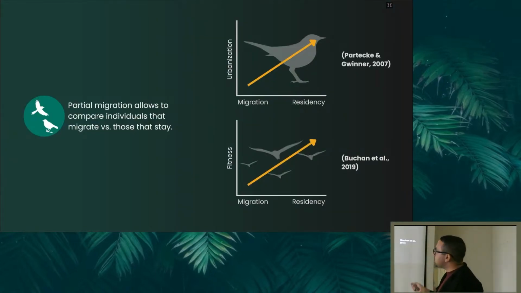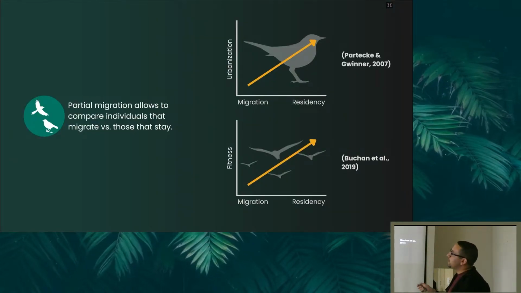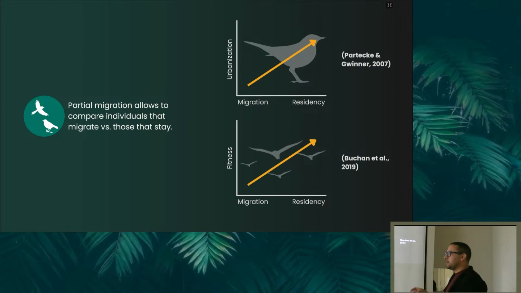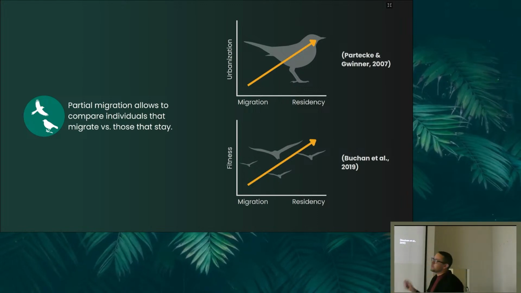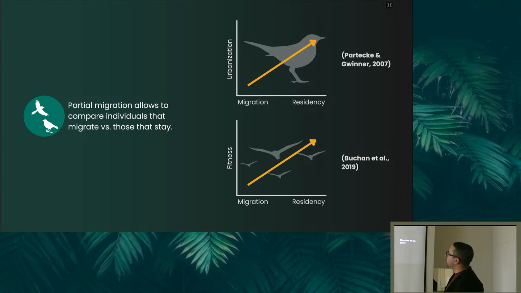Okay. And precisely because of all these reasons that I just told you about partial migration, it allows us to make comparisons between those migratory individuals and those resident ones. And just to illustrate a little bit more about this, with a couple of examples.